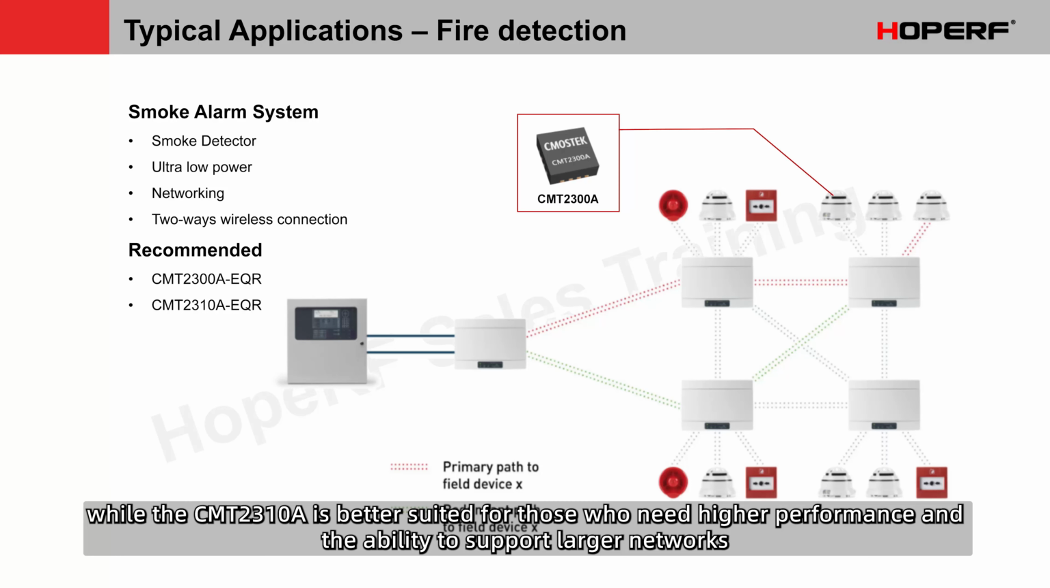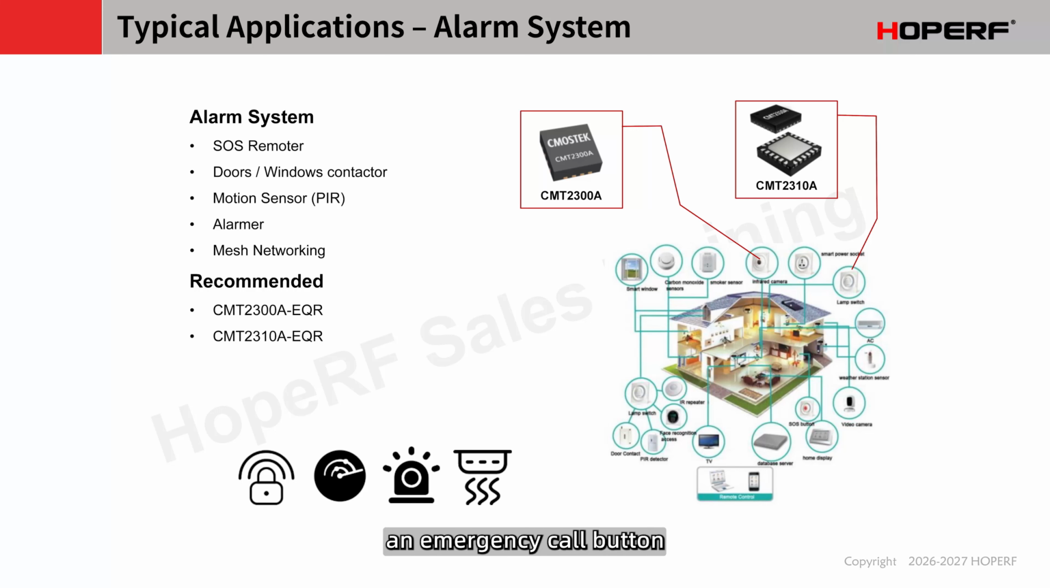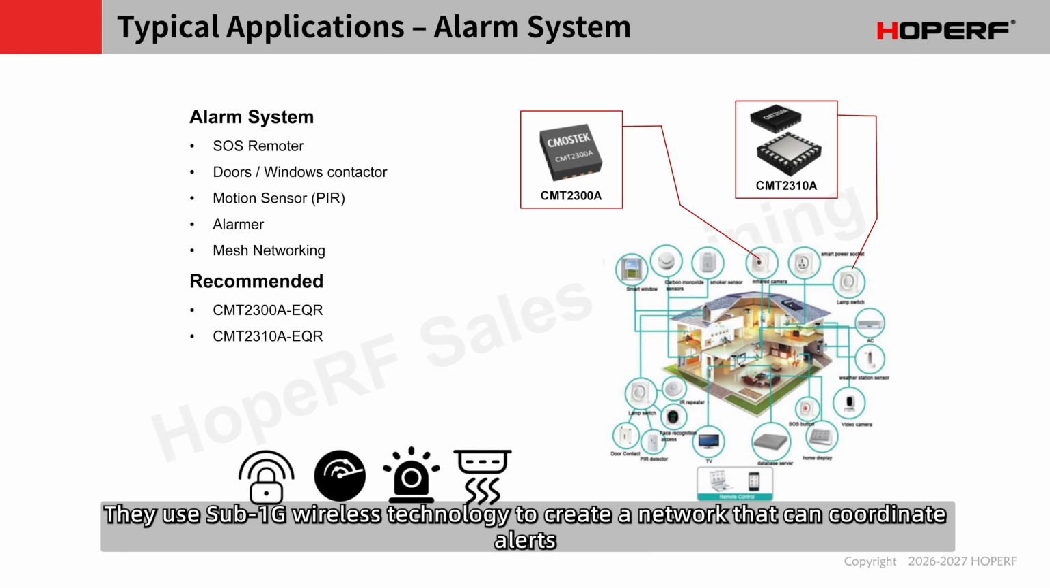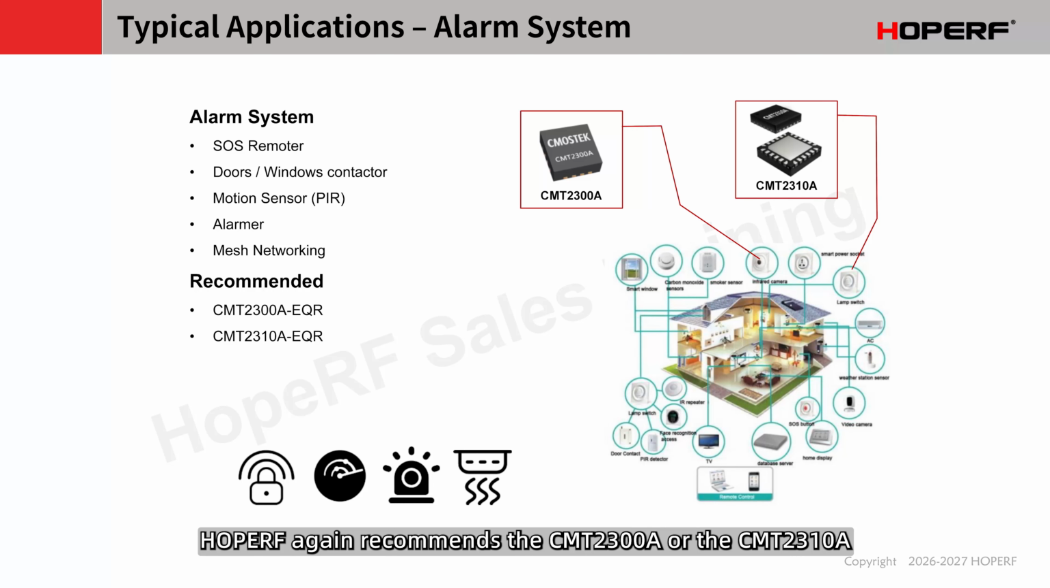We just talked about smoke detection for fire alarms. Now, this slide shows a home security alarm system. This type of system involves several different types of sensors: an emergency call button, magnetic sensors for doors or windows, passive infrared sensors for motion detection, and a siren for the alarm. These devices all need to be wire-free, easy to install, and have a long battery life. They use Sub-G wireless technology to create a network that can coordinate alerts. For this application, Hoperf again recommends the CMT2300A or the CMT2310A.